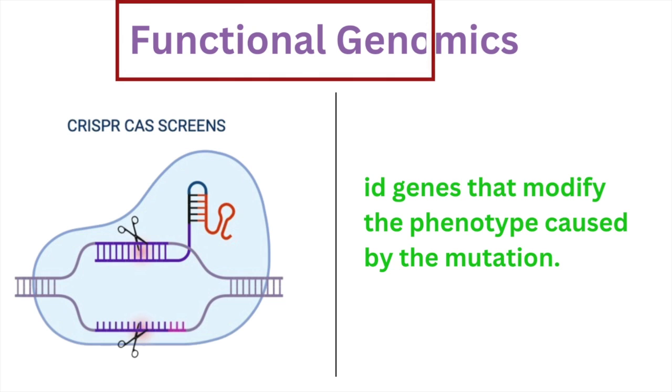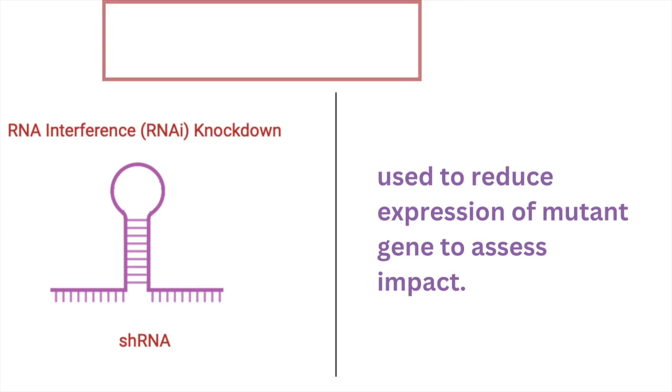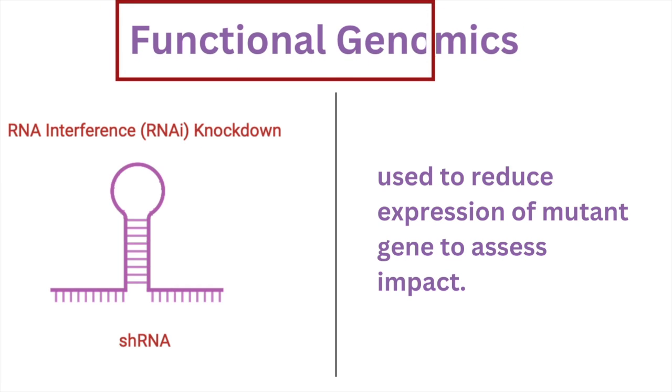Under the functional genomics approaches, you can use RNA interference knockdown. So here, RNA interference can be used to reduce the expression of the gene that's carrying the mutation in order to assess its impact on cellular functions.